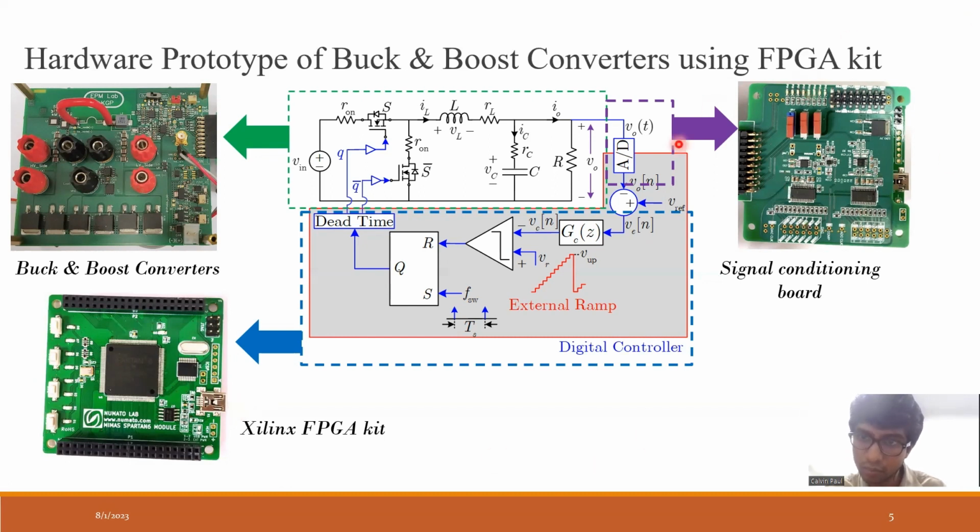So this signal conditioning board is mounted on top of the Xilinx FPGA kit. It is not shown over here, but at the bottom side of the signal conditioning board, there are male header pins. Those male header pins go into these female GPIO headers of this Xilinx FPGA kit. So the signals of this signal conditioning board are transferred to the FPGA from here.